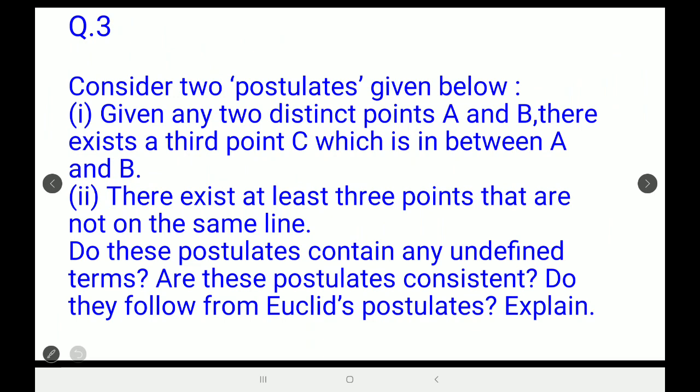So in the second postulate, it is given that there exist at least 3 points that are not on the same line. Do these postulates contain any undefined term? Are these postulates consistent? Consistent means that they cannot be changed. Do they follow from Euclid's postulates? Explain. Okay, let's start.